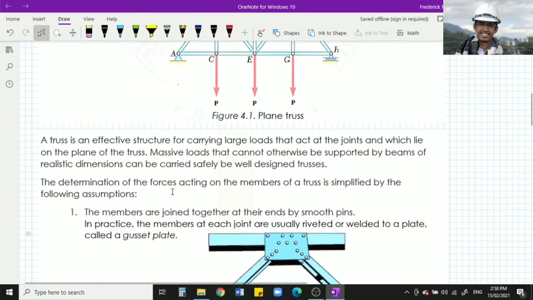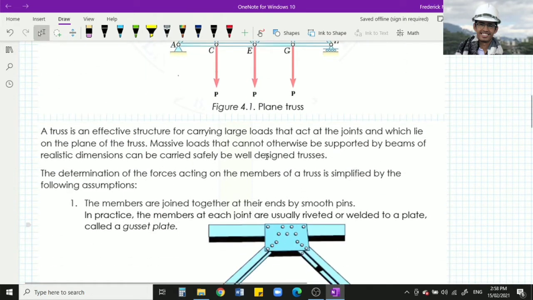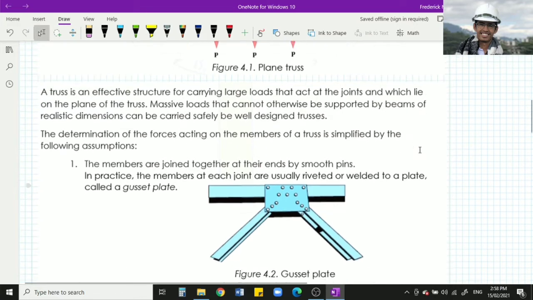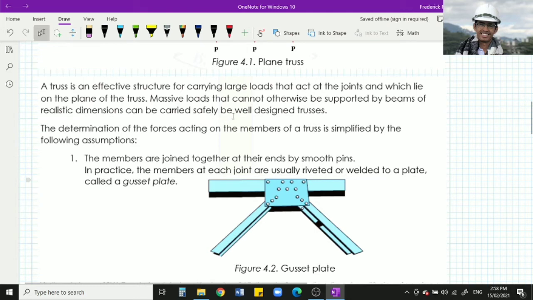A truss is an effective structure for carrying large loads that act at the joints and which lie in the plane of the truss. Massive loads that cannot otherwise be supported by beams of realistic dimension can be carried safely by a well-designed truss. Like I said earlier, a truss is an effective structure for carrying large loads. For example, the roof truss of a gym has a wide span, right? The length of its span. So a truss is very effective in carrying the roof. Okay?